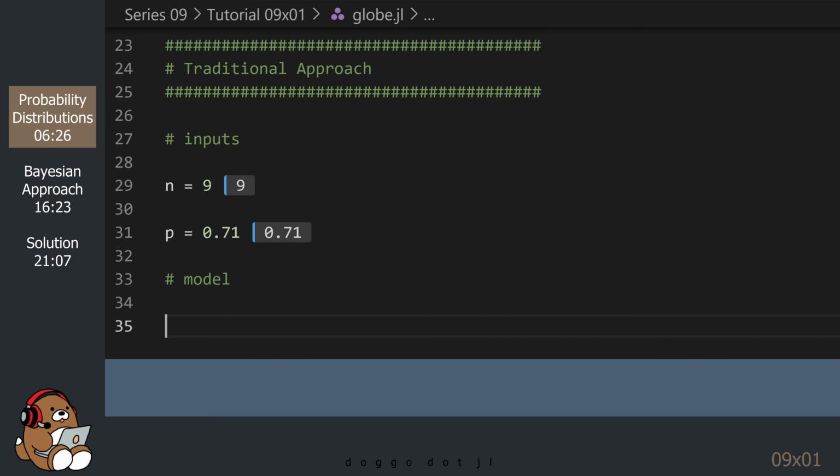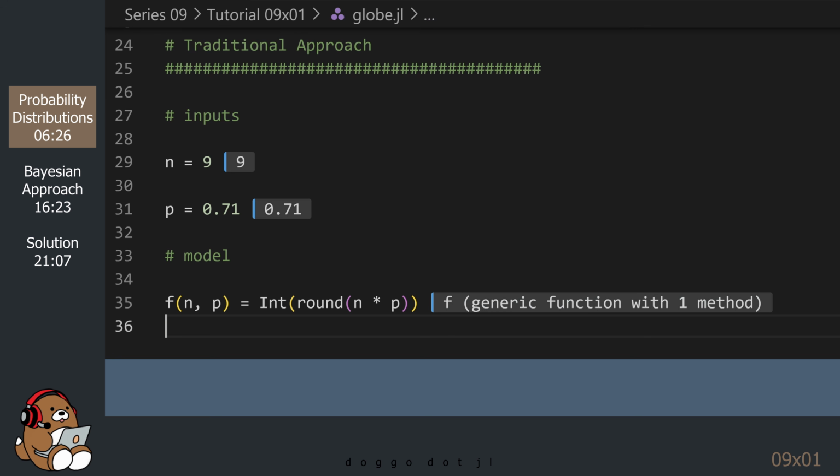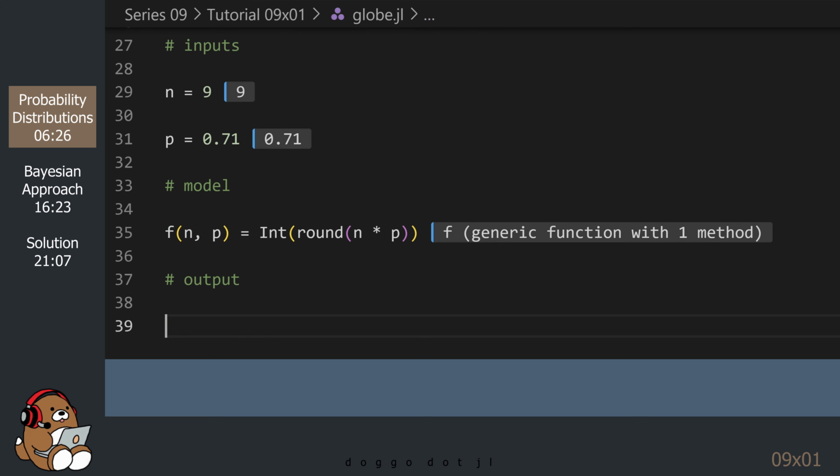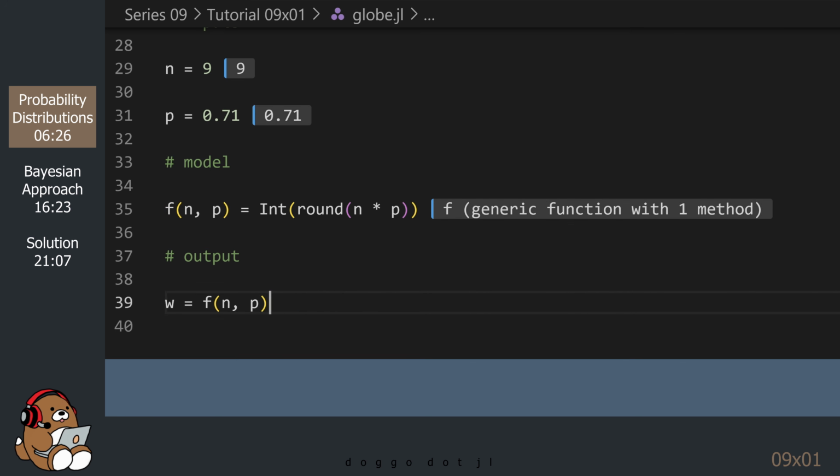For our model, let's define a function of n and p that returns an integer. The output is the answer to the question, if you toss a globe 9 times, how many times will your finger point to water? In order to find this output, all we need to do is call the function.